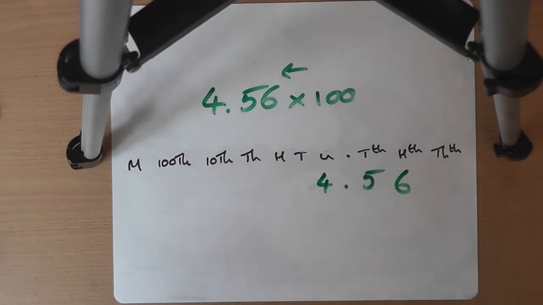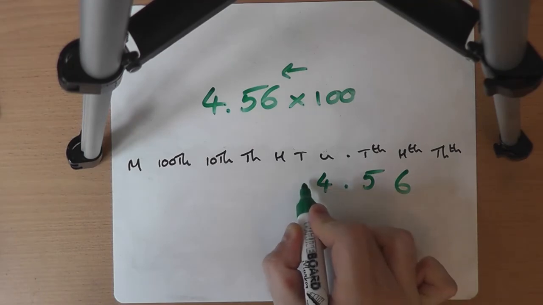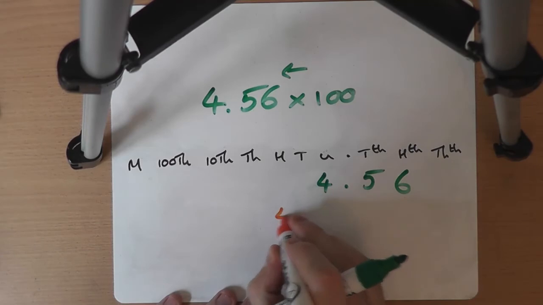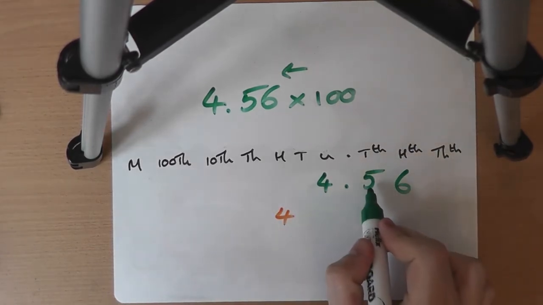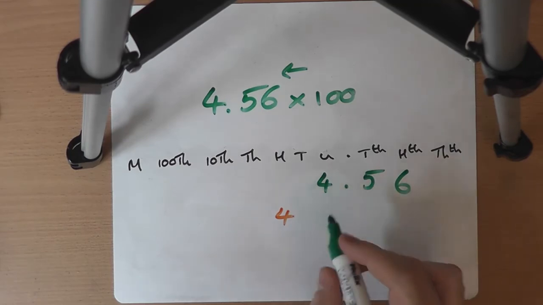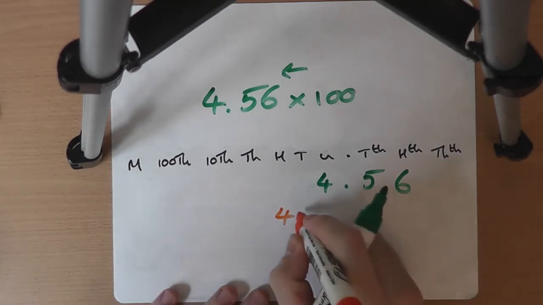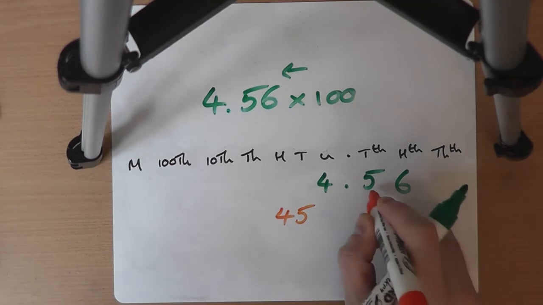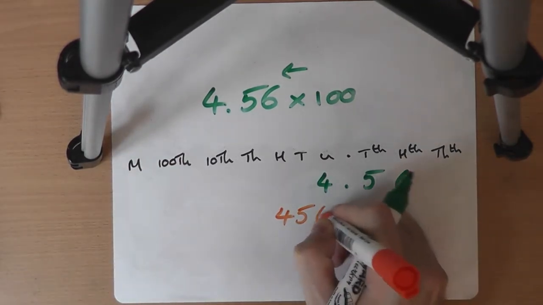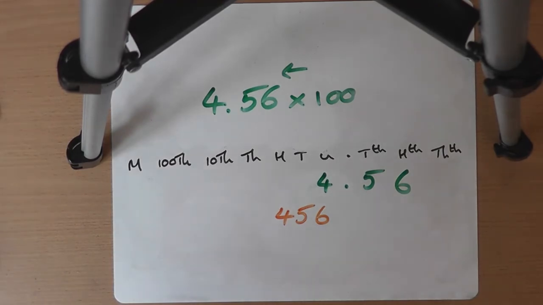So each of these numbers is going to move 2 jumps up the grid. So the 4 is going to start in the units. It's going to move 1 jump into the tens, 2 into the hundreds, and it's going to end up there. 4 in the hundreds. The 5 is going to cross this decimal point and move into the units, and then move another jump into the tens. The 6 is going to move into the tenths, and then it's going to jump across the decimal point and end up here in the units. 456. Is that a complete number?